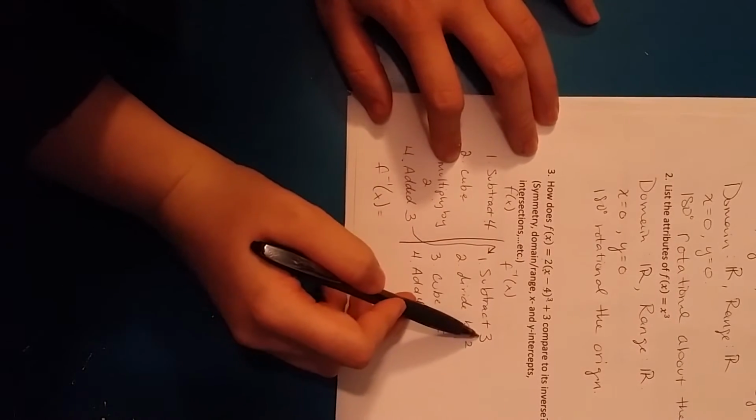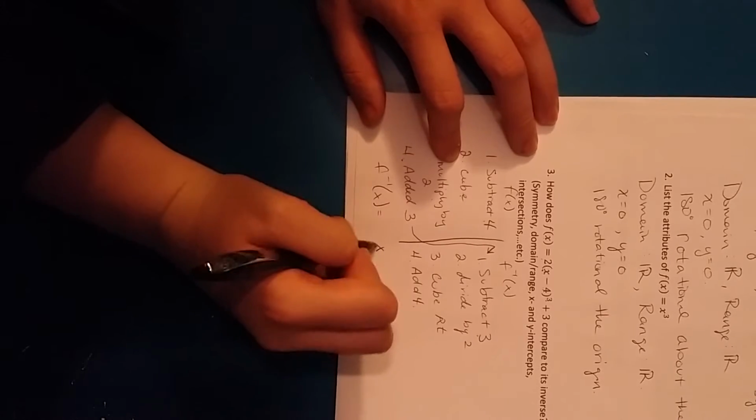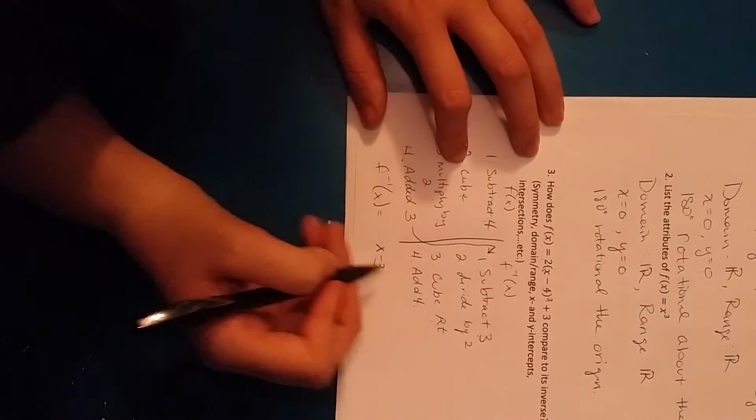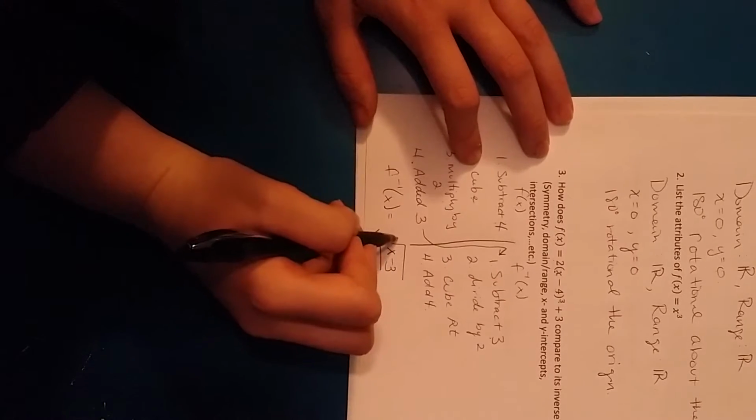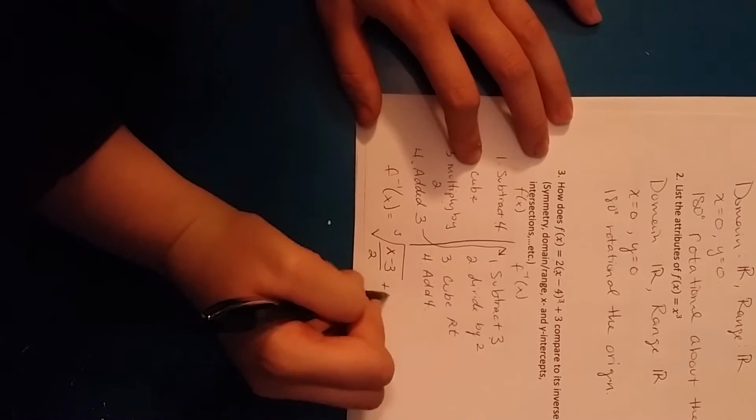So it says the first thing I did to x was subtract 3. So I'm going to say x minus 3. Then divide by 2. Then cube root it and add 4.